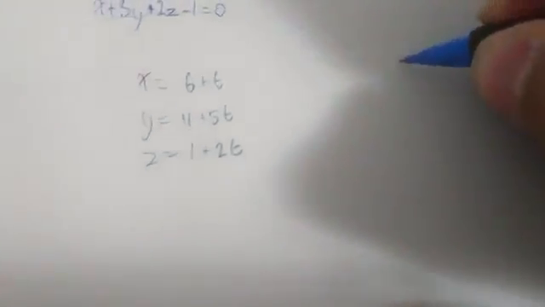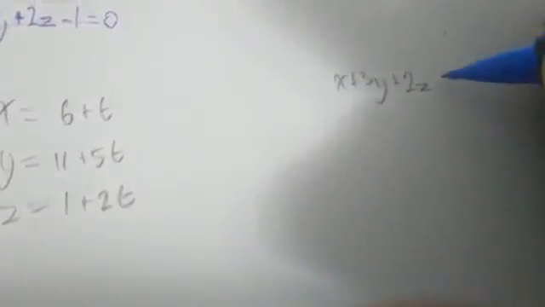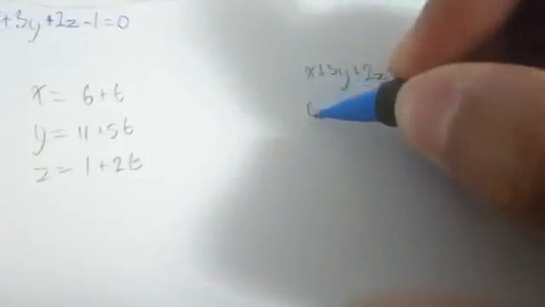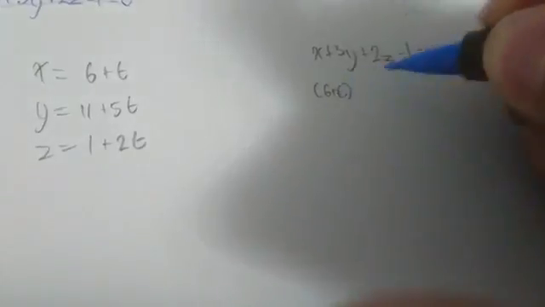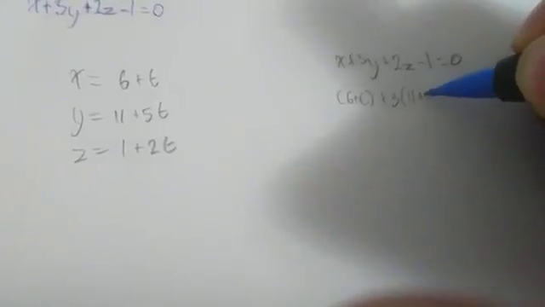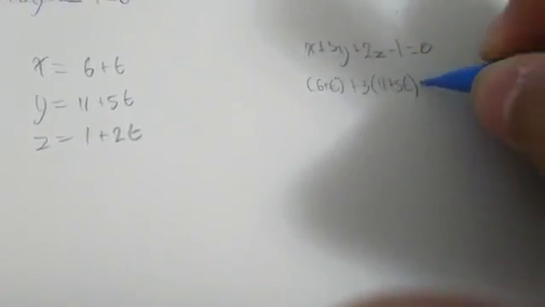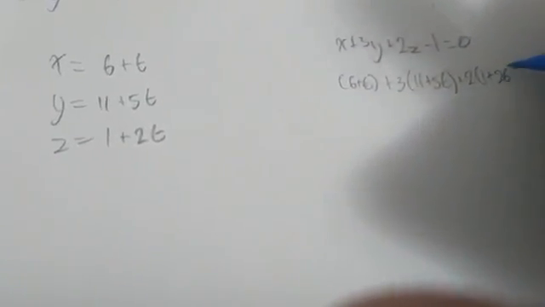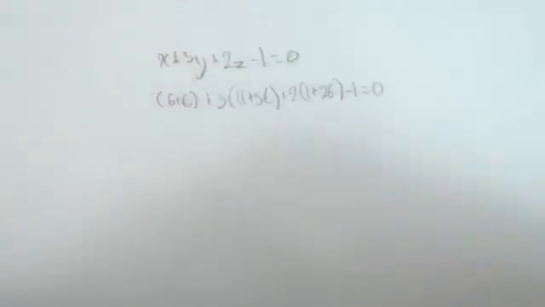Now we need to sub our parametric equations into our scalar equation, which is given to us. So, x plus 3y plus 2z minus 1 is equal to 0. We sub in our variables, which we know. So x is 6 plus t, plus 3 times 11 plus 5t, plus 2 times 1 plus 2t, minus 1 equals 0.